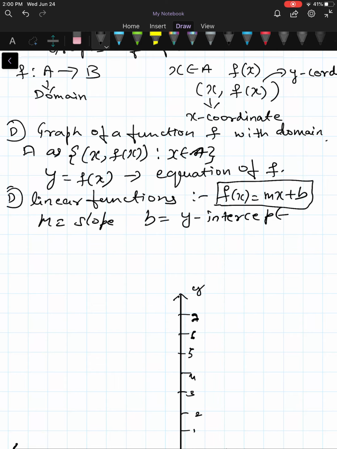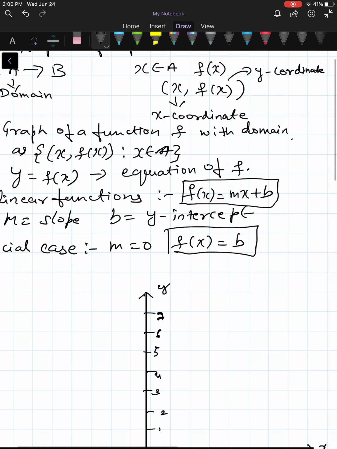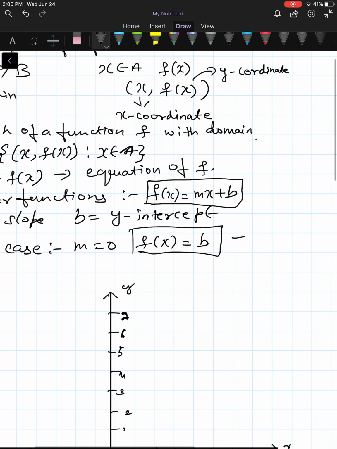So a special case of this linear function would be when m is equal to 0. So that would be f of x is just b, because b is a constant. This particular function is nothing but the constant function. In this case, if b is also 0, the function would give us just the x-axis of the coordinate plane, and if b takes any value other than 0, it would be horizontal, or parallel to the x-axis.